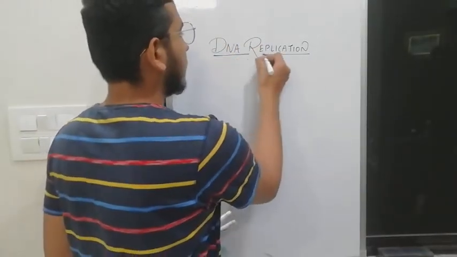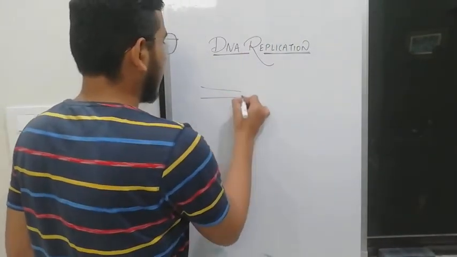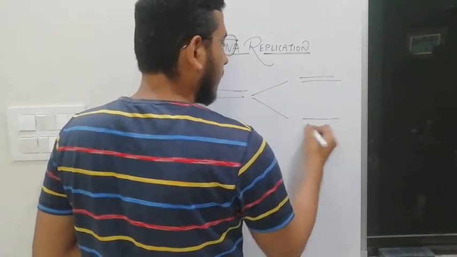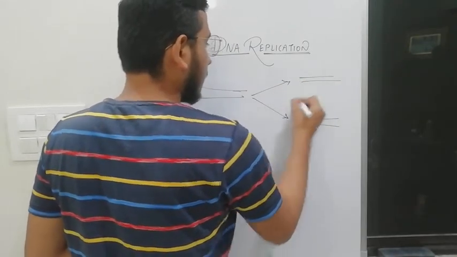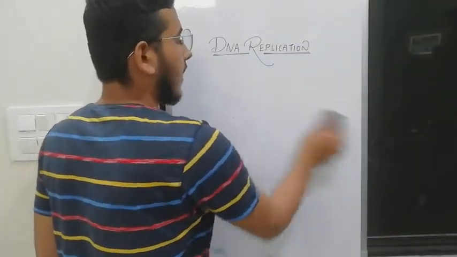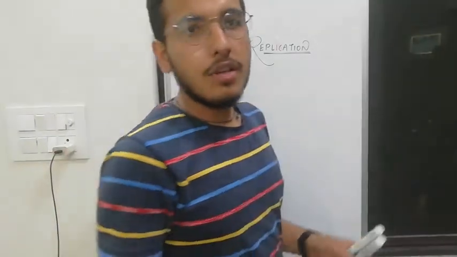Today we'll see DNA replication. DNA replication means preparation of a replica of the parental DNA. The parental DNA will replicate and produce its replica. This is known as replication. Various enzymes are involved, and it occurs in stages. Firstly we'll see DNA replication in prokaryotes.